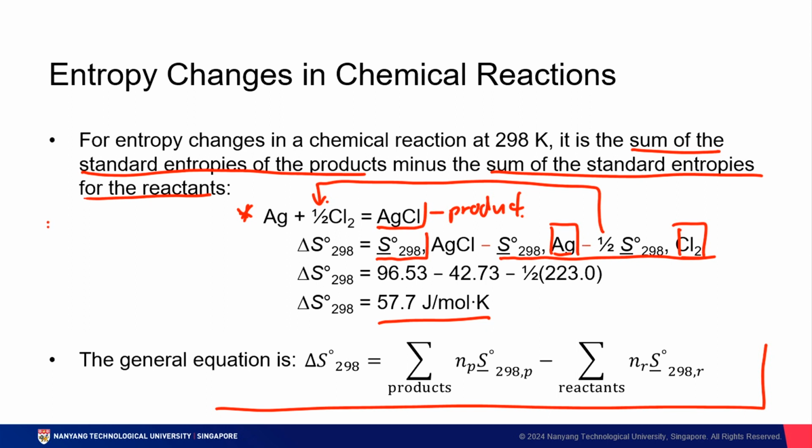Firstly, it's moved to a more ordered phase. You have reacted silver with a gas to form silver chloride, which essentially is a crystal structure.